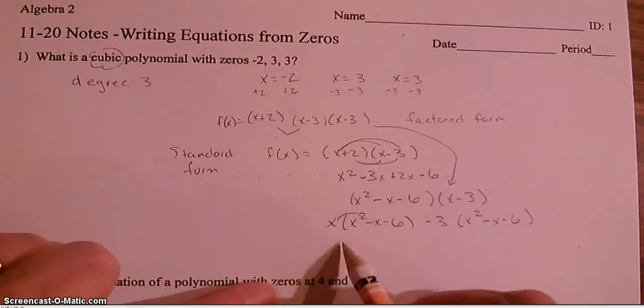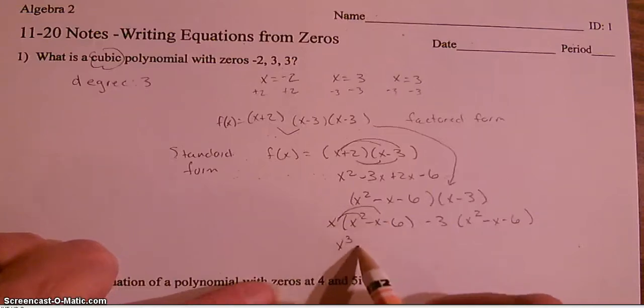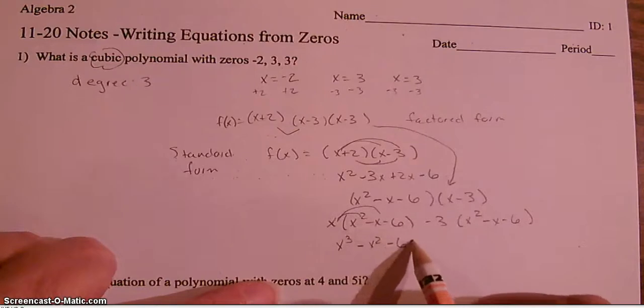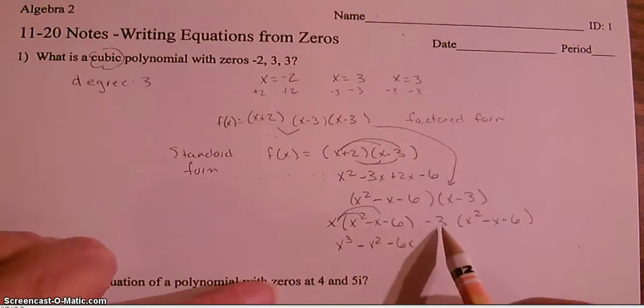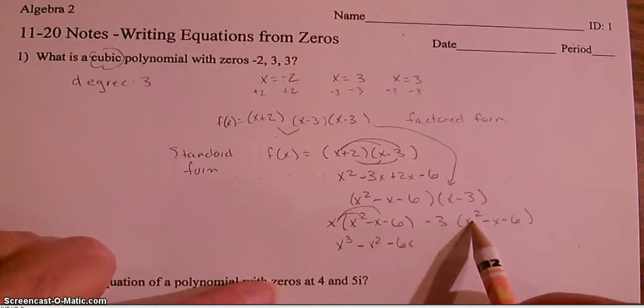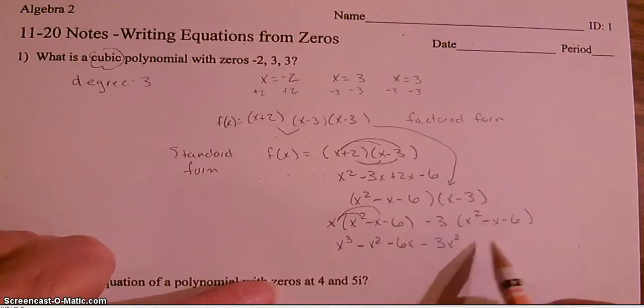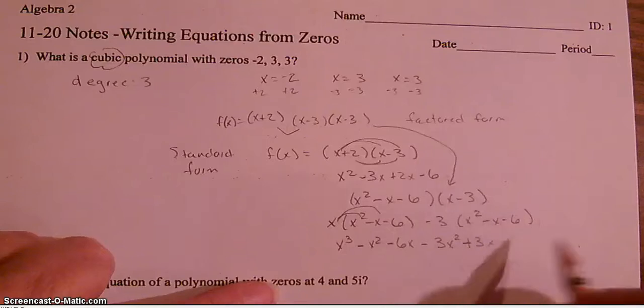So x times x squared is x cubed. X times -x is minus x squared. X times -6 is minus 6x. Take the -3 times x squared is minus 3x squared. Minus 3 times -x is plus 3x. And then minus 3 times -6 is plus 18.